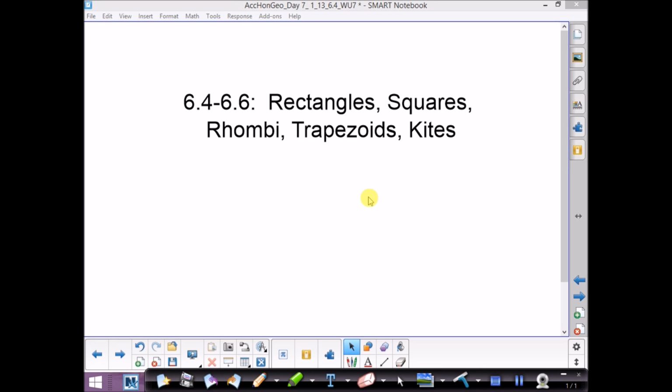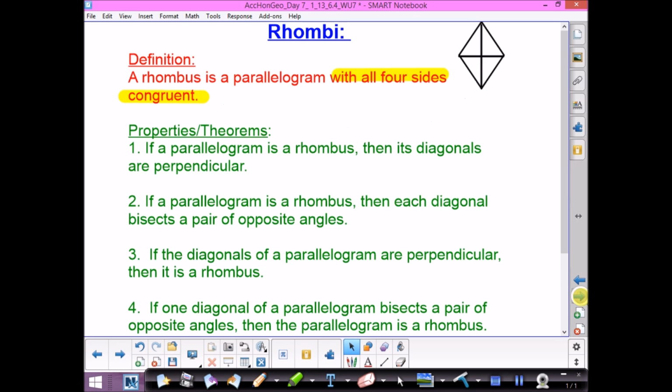Section 6.5 focuses on squares and rhombi. So in section 6.4, you learned about rectangles, and remember rectangles are parallelograms with 4 right angles, and they also have diagonals that are congruent to each other. Squares and rhombi we're going to find have some of the same properties, but also have some differences which distinguish them from each other. So first we're going to look at the rhombus.